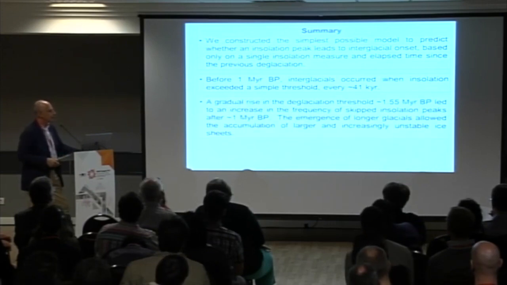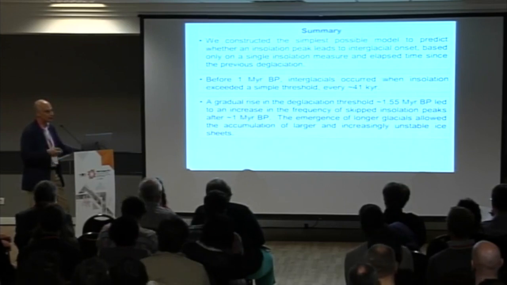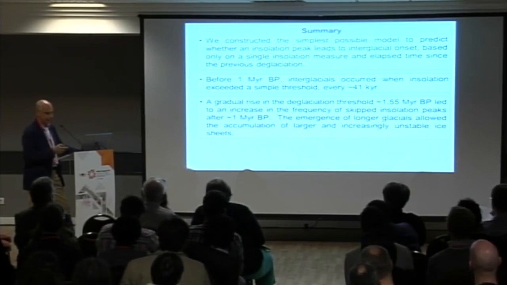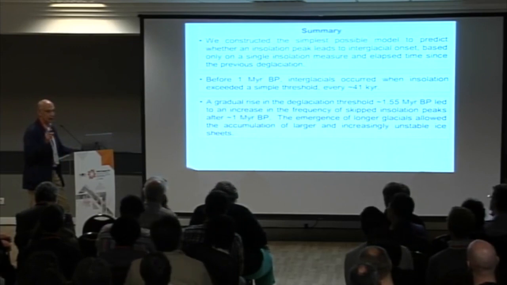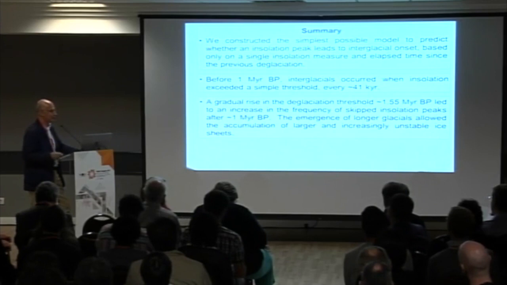Sometime around 1.5, there's a gradual rise in the deglaciation threshold, and I'm sure we'll hear more during the course of this session about this, which led to an increase in the frequency of skipped insolation peaks after 1 million years. So what we're saying is that the larger ice sheets are a function of these skipped insolation cycles, which lead to longer glacials, instead of the other way around.